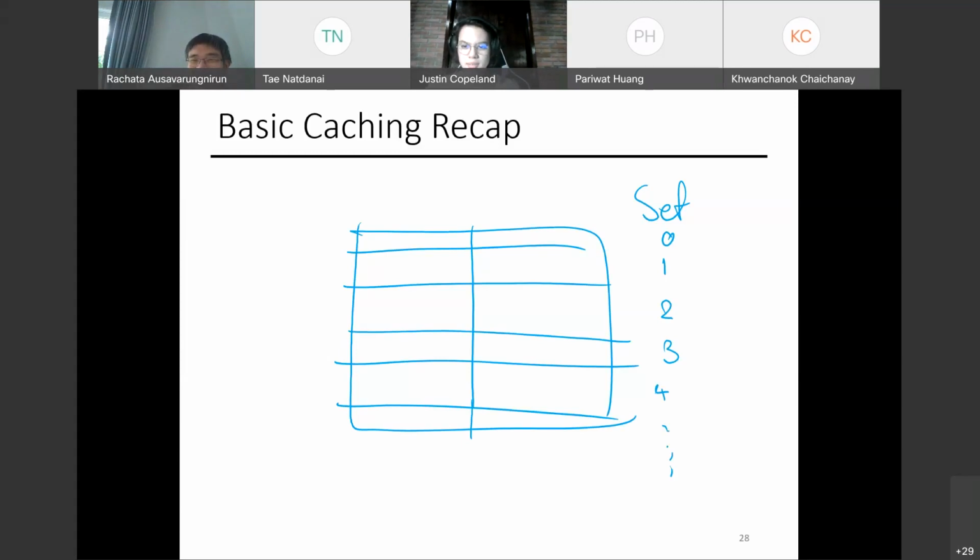What is a cache set? What is a cache line? What is a cache block? You remember those? Yes, awesome. The cache set holds a cache block.